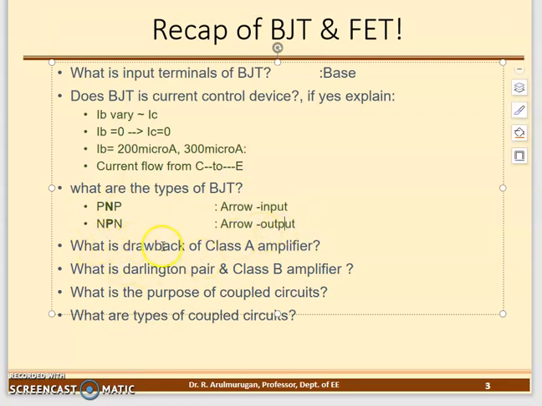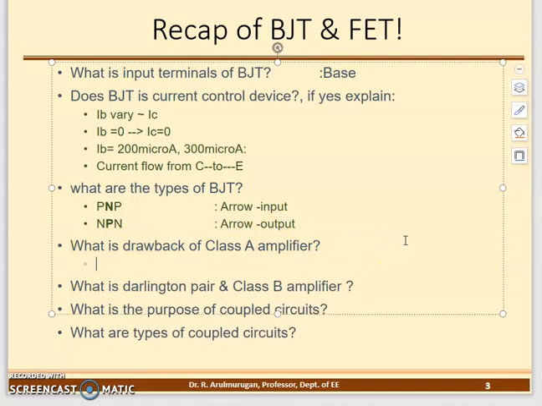Next, what is the drawback of the Class A amplifier? The drawback of the Class A amplifier is low efficiency.